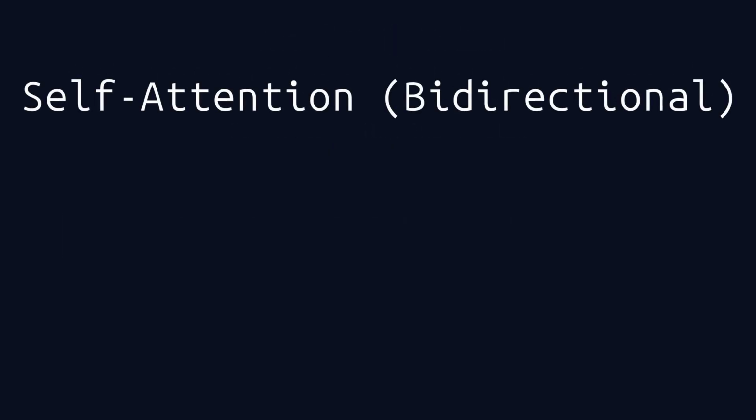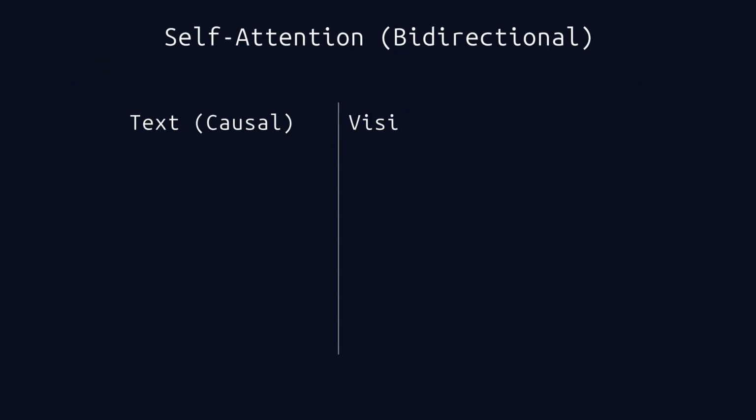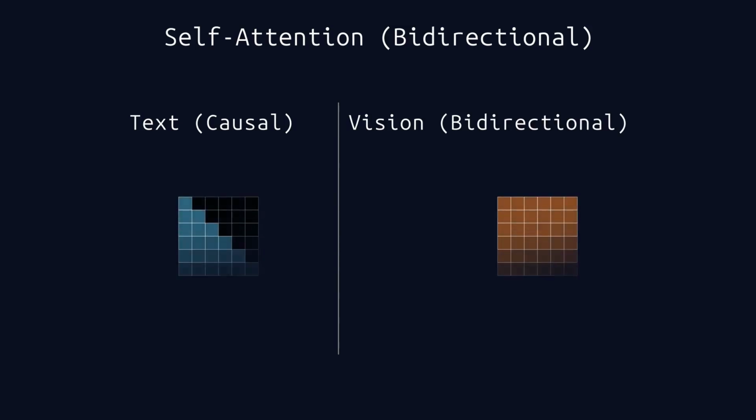Time for self-attention, but with a crucial difference. Text transformers use causal masking for auto-regressive generation. Each token can only see tokens before it. Vision transformers use bidirectional attention. Every patch can attend to every other patch, including those that come after it in the sequence.